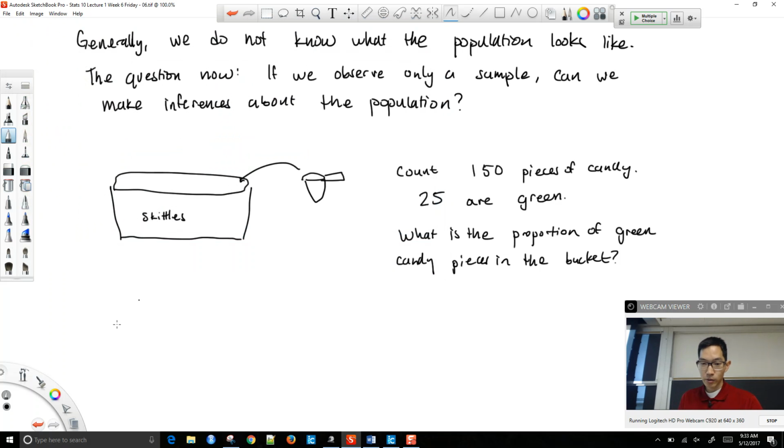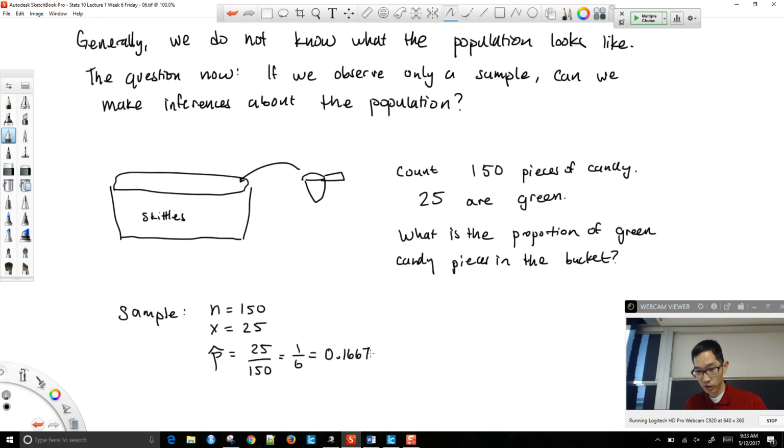So if we look at this in our sample, the information that we have is n is 150, x is 25, and our p hat is 25 divided by 150, or what is this, 1 in 6, or 0.1667. So the proportion I've observed in my scoop is that it's 1/6 green.